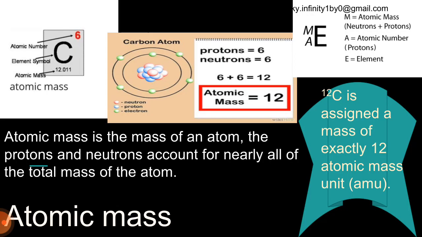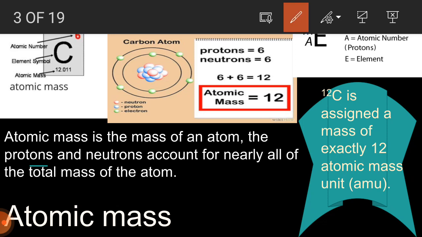Now let's move on to the atomic mass. Atomic mass is the mass of an atom. And what is responsible for this mass of an atom? The protons and the neutrons which are present inside the nucleus are responsible for this atomic mass. For example, we take a carbon atom. The number of protons inside a carbon atom is 6 and the number of neutrons is also 6.